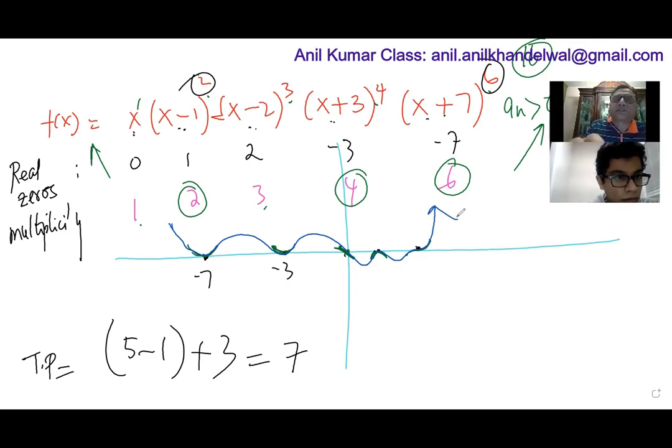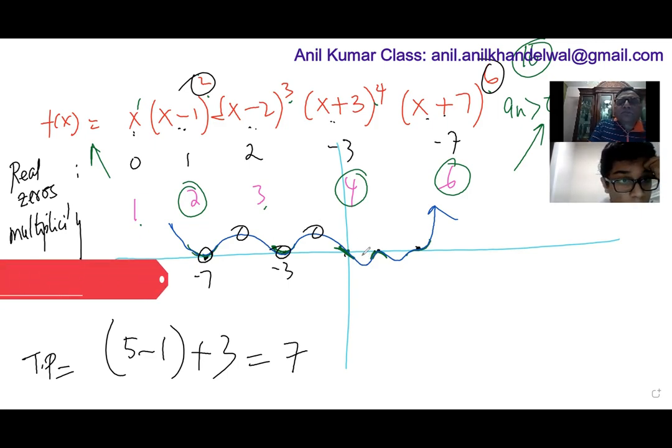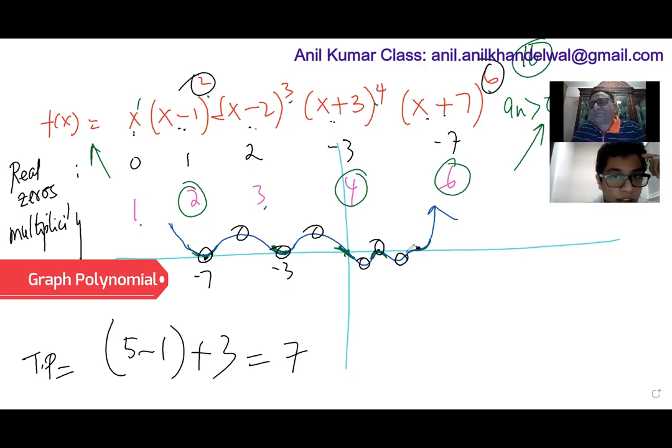And now, please count the number of turning points. What do we expect? 7. One turning point, 2, 3, 4, 5, 6, and 7. Do you see the 7 turning points? Do you see the turning points at the zeros where we have even multiplicity? Correct? That is why we added those 3.